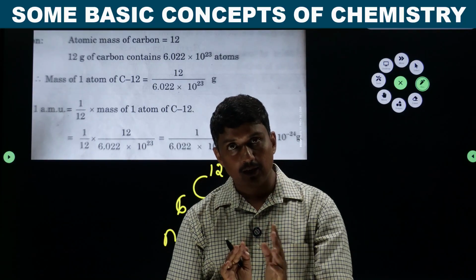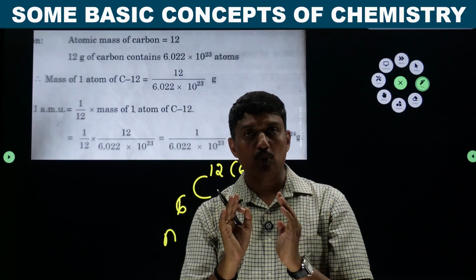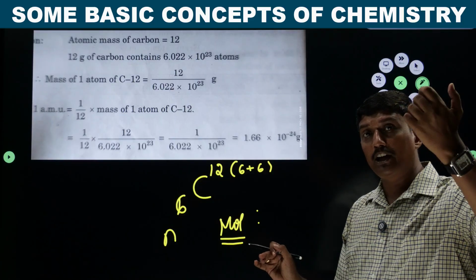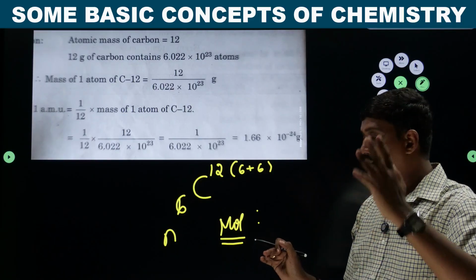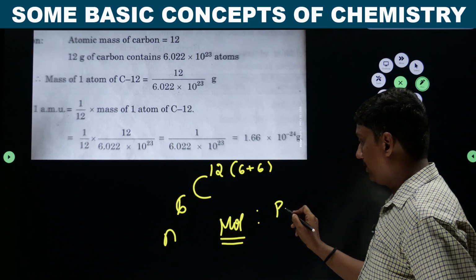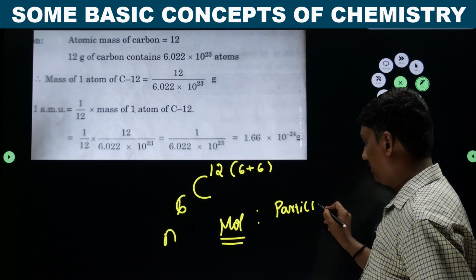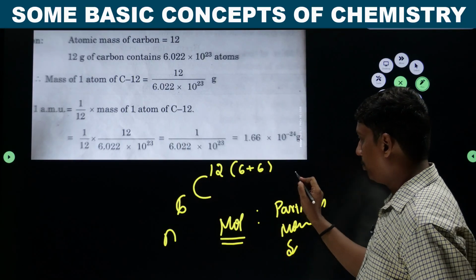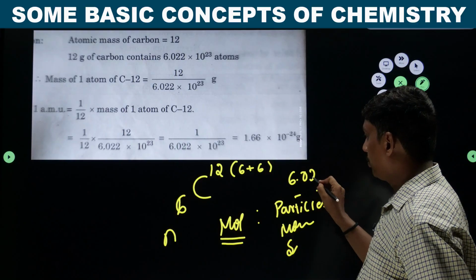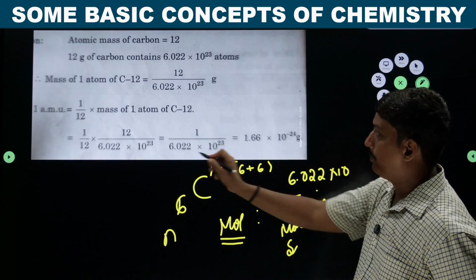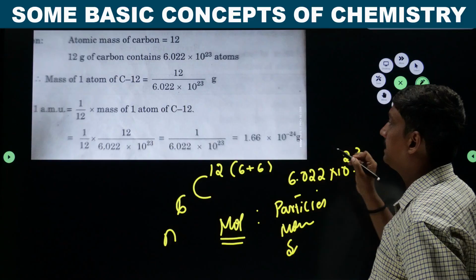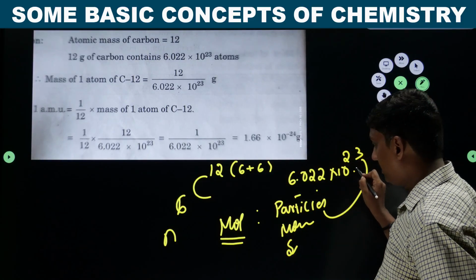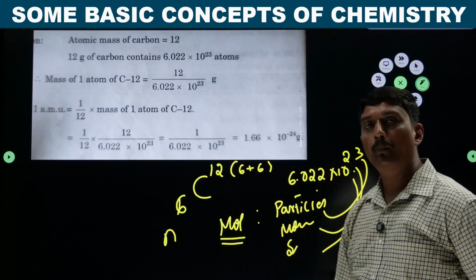Right? In the same way, the concept of a mole is fixed irrespective of the substance. It may be atoms, particles, molecules, any substance. When it comes to a mole, it is 6.022 into 10 to the power 23 atoms, particles, or molecules.